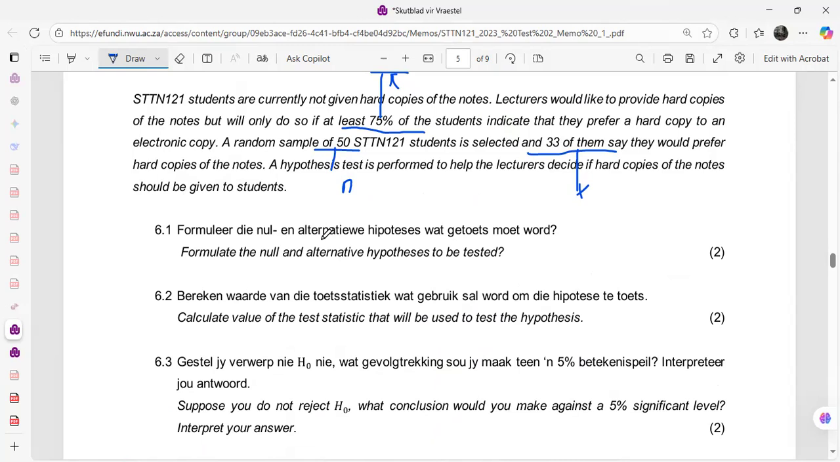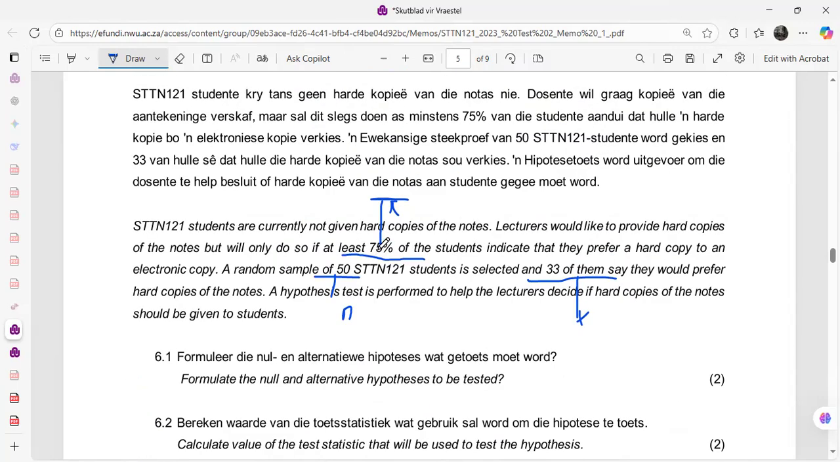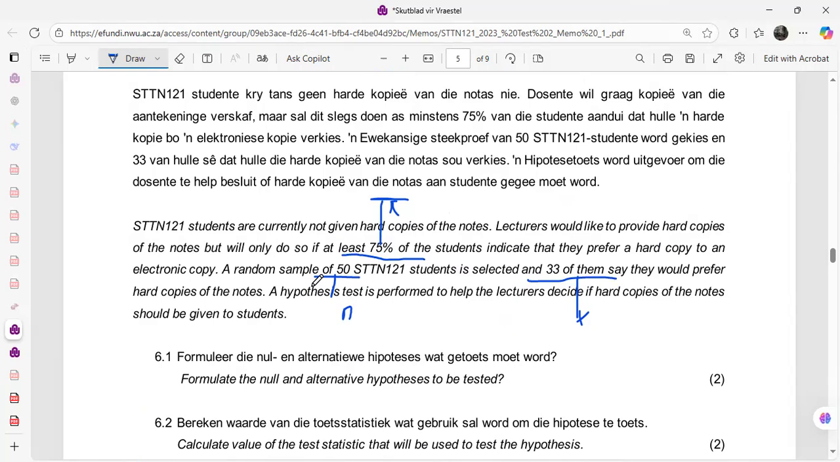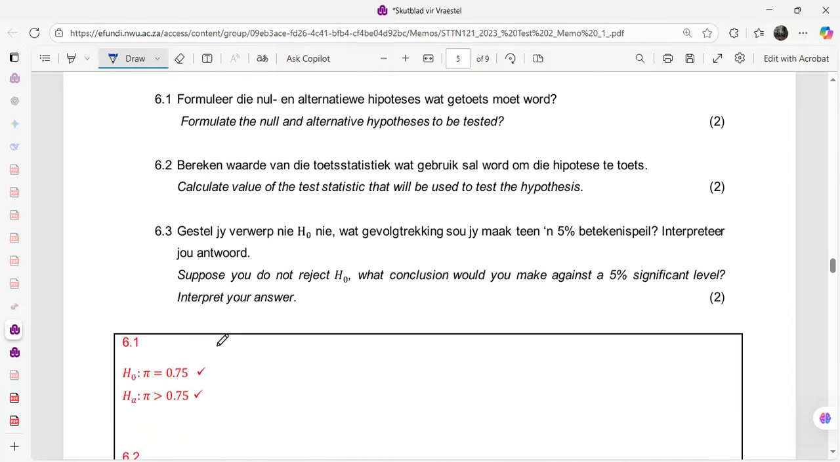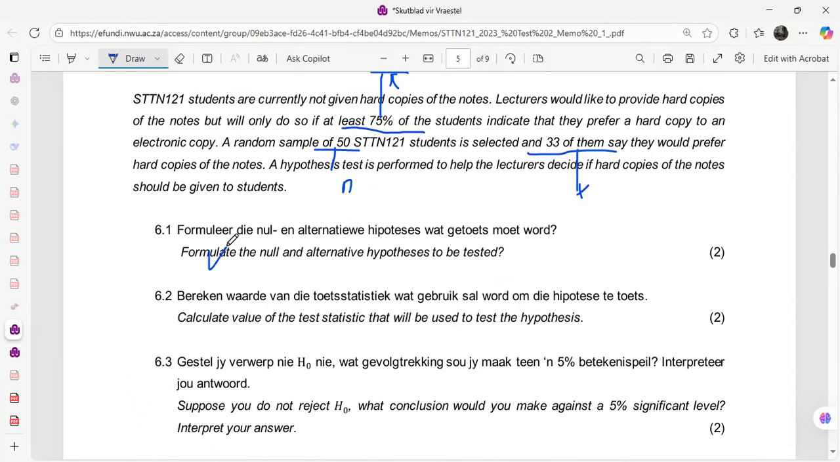So we're going to use the method of the population proportions. You say H0: population proportion is equal to 0.75. It comes from here. Alternative: population proportion is greater than 0.75, because of this greater than. You see, greater or equal to 75%. You get 2 marks, you see? Then step number 2, that was 6.1.